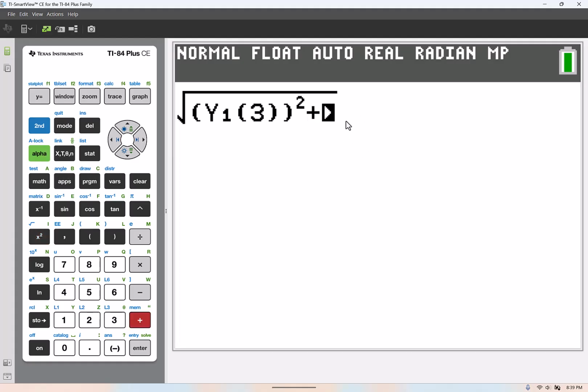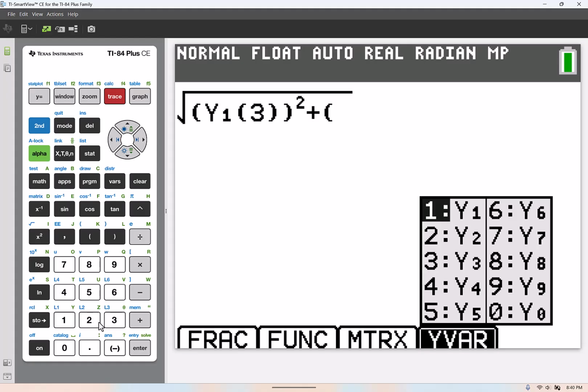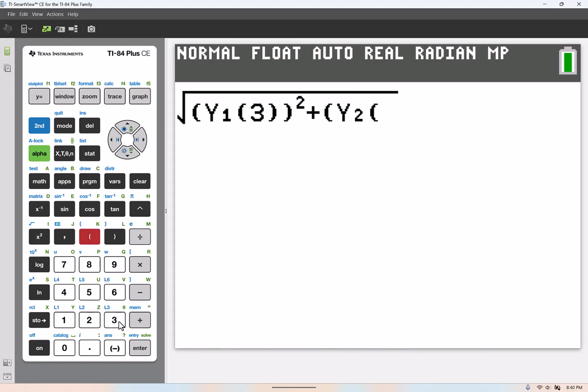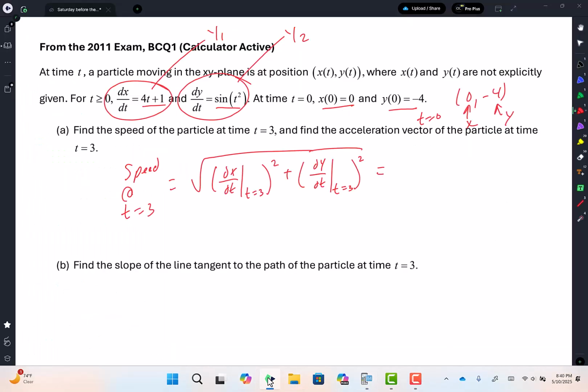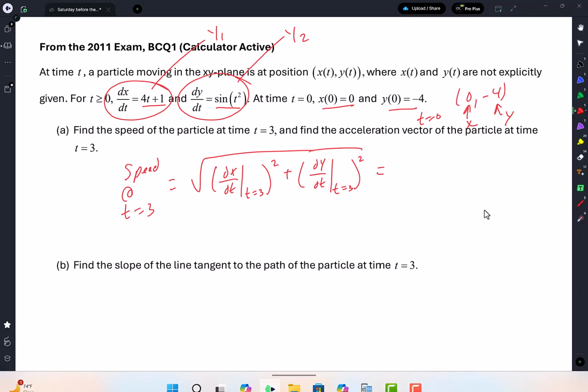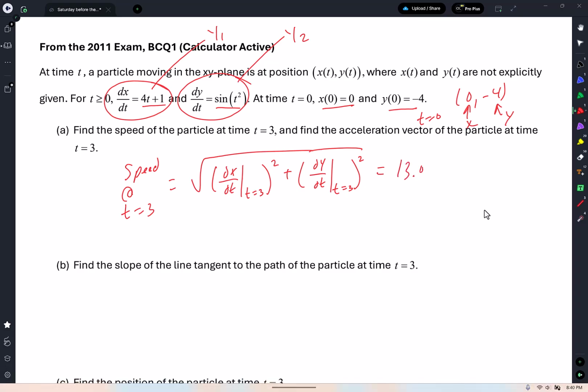have the y speed in y2. Well, again, let me open up a parenthesis before I forget. Parenthesis, and then alpha trace y2, and then again evaluate it at 3, and I'm going to close this and I'm going to put a square on it. All right, I think we're good. I'm going to push enter, and there it is, 13.00653. All right, there's my speed, and they want the acceleration vector of the particle at t equals 3.